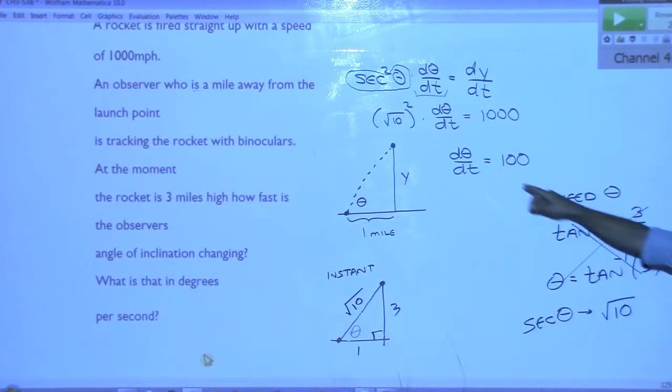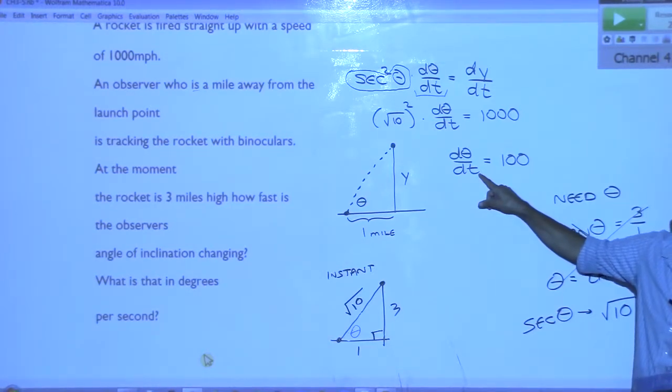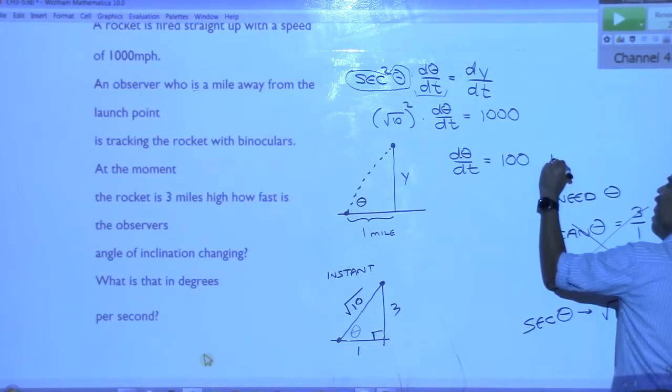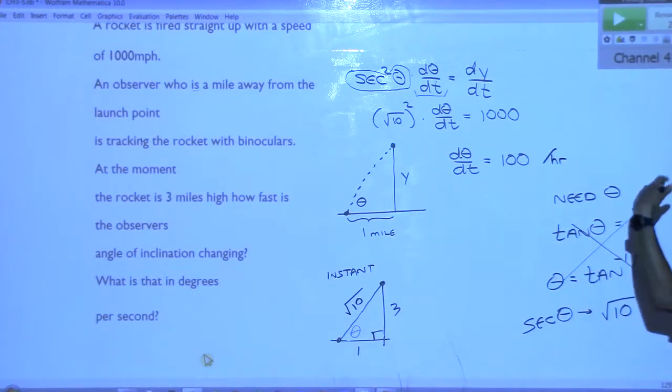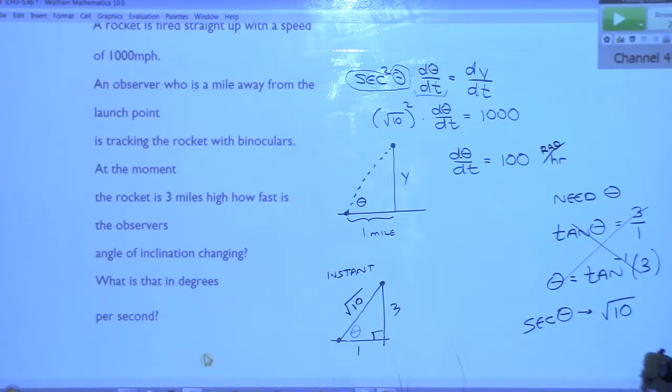So this is giving us a rate of change in our angle with respect to time, right? How is time measured in this problem? How fast was the rocket traveling? Hours, right? Miles per hour. So our time unit in this problem is hours. So I know this is 100 something per hour, but what is it? The angle. How are we measuring the angle? It's always radians, unless you choose to then convert it to degrees afterward. So this is going to be radians per hour. Rad, I'll put rad per hour.